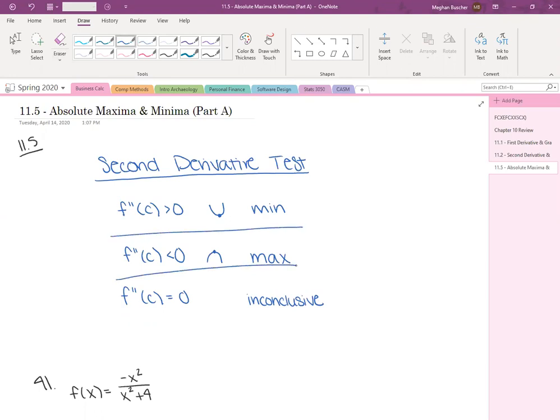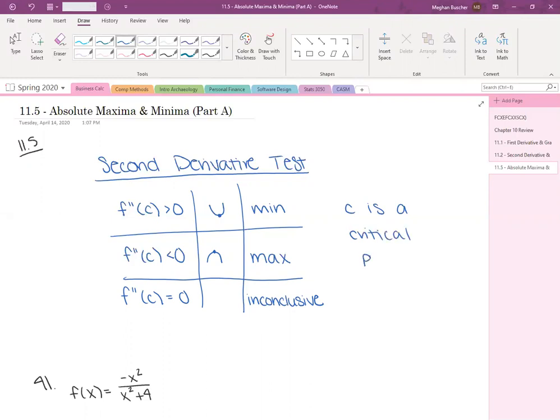That's kind of the rough guidelines for our second derivative test. And I'm going to put over here, c is a critical point. And I saw that there was something in the chat, so 89, awesome. Yep, I'll go over that next. Okay.